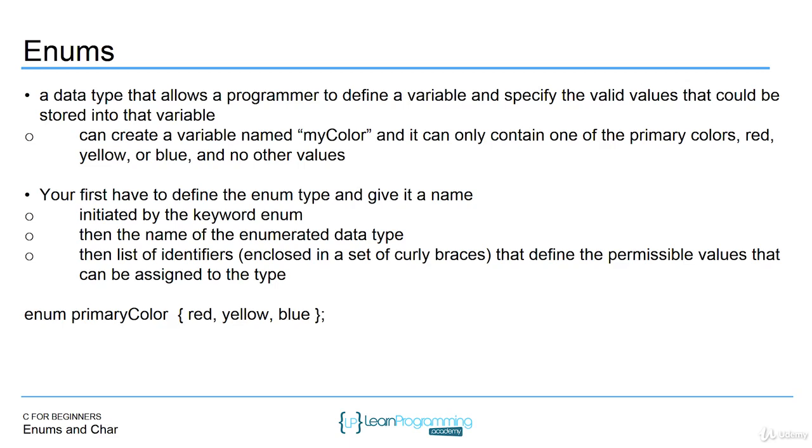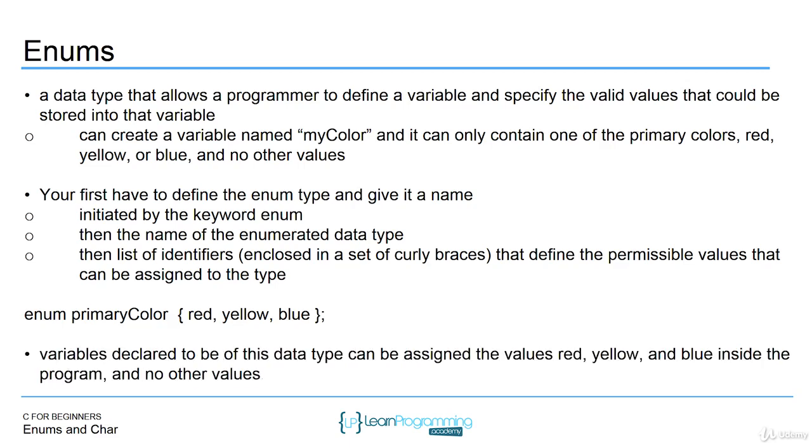If you try to use the primaryColor data type and assign a variable a value of something else, it won't work. So this is just how we define it. We first have to define the enum, and we then have to use it. Again, definition is just saying this is what it is. And so what we're saying here is we have a primaryColor, and what it can be is red, yellow, and blue. So variables that are declared to be primaryColor type can only be assigned the values red, yellow, and blue inside the program. No other values will work.